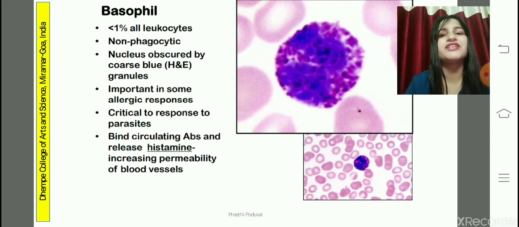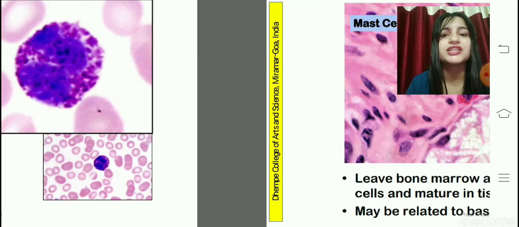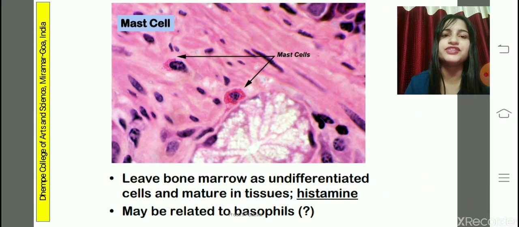Basophils. Basophils are very few in number. They're less than 1% of the total leukocytes. They're non-phagocytic, and they have a coarse blue nuclei appearance. They are released in allergic responses. They also are released when parasites infect, and they bind to the circulating antibodies and help in releasing histamines, which increases the vasodilation, as we studied in the first video.